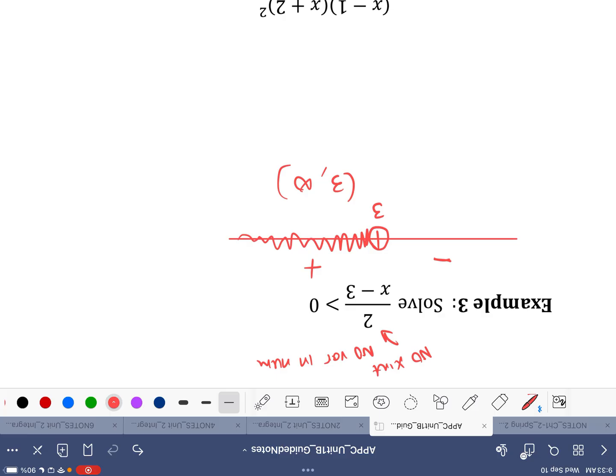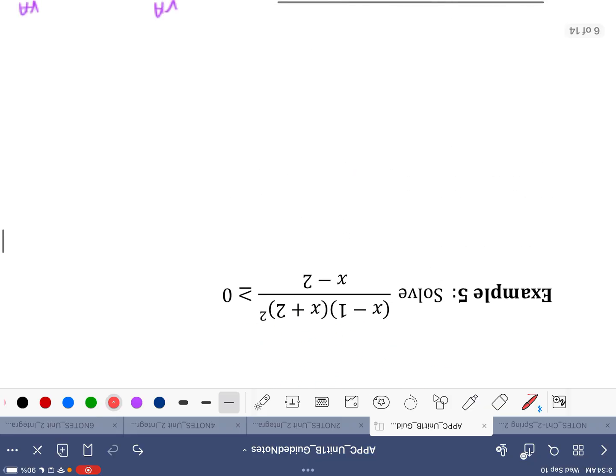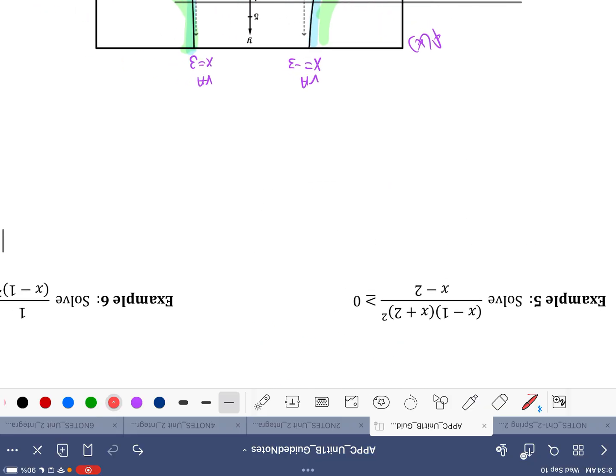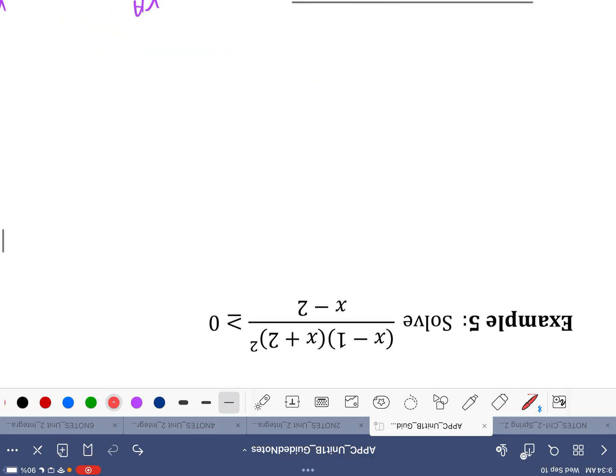Let's try the last one, we'll do 5 and 6. 5 is tricky, and 6 is a little tricky too. I don't think it factors. It's already factored. Just double checking.